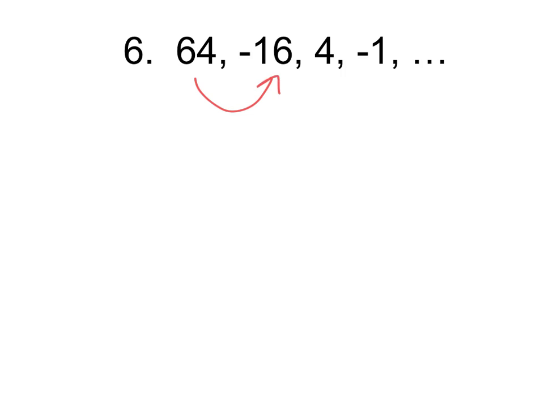I promise this one is geometric. Let's start with, what's it dividing by? Negative 4. It's dividing by negative 4, but that's not the common ratio, because the common ratio has to be, what is it multiplying by? It's multiplying by negative 1/4.